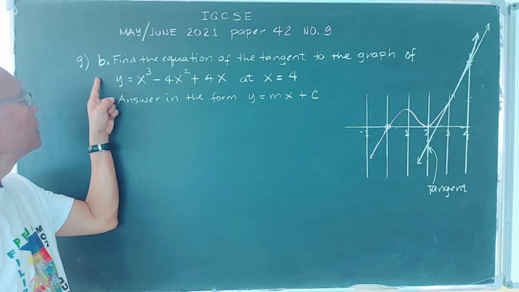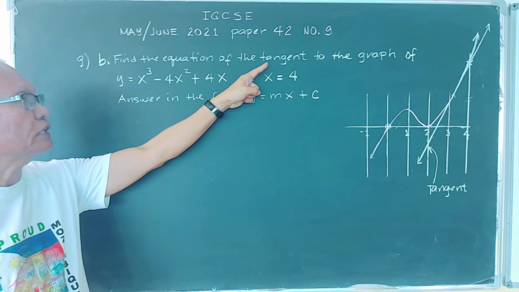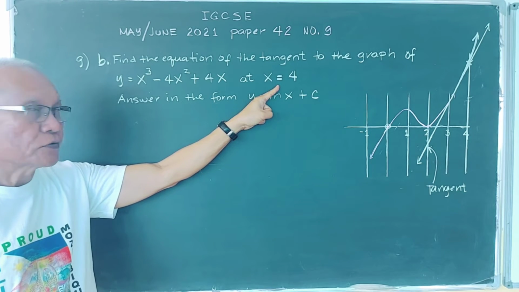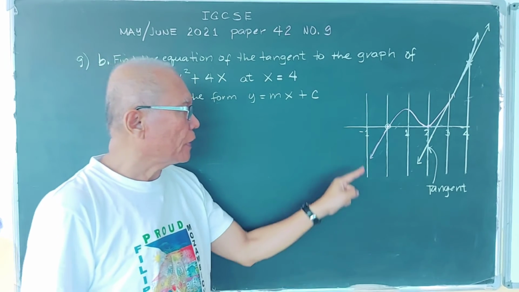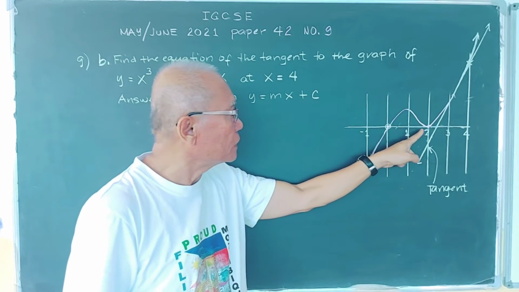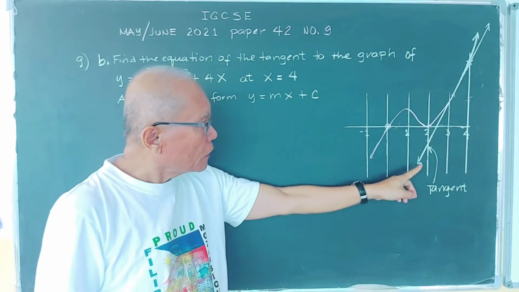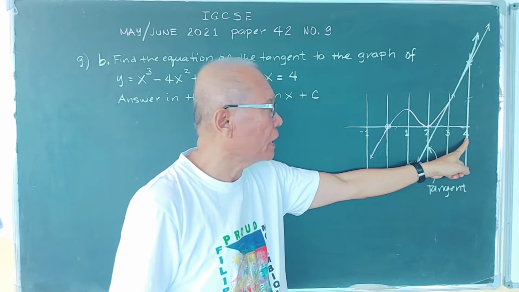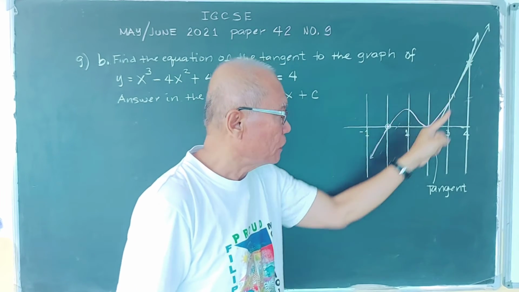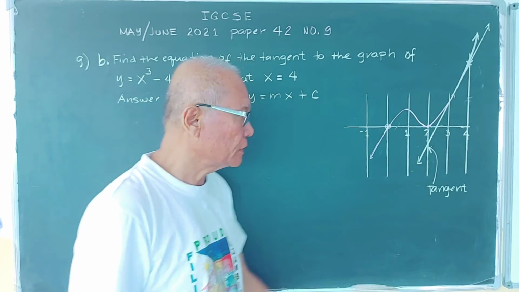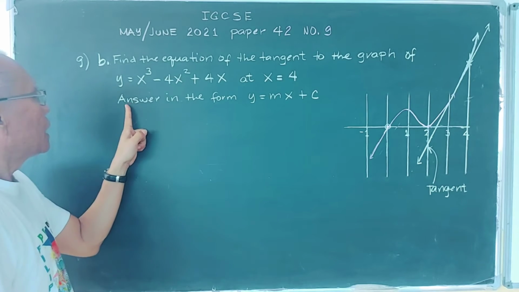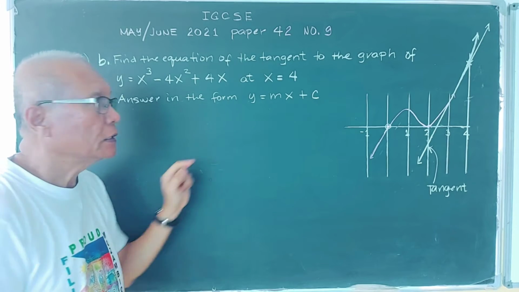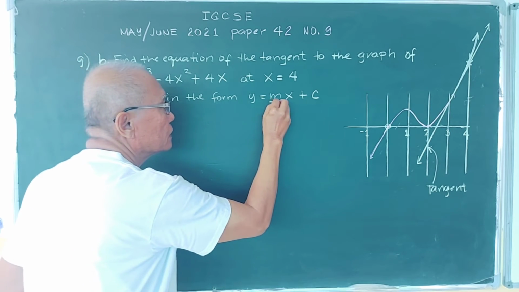Okay, letter B. Find the equation of the tangent to the graph at x is equal to 4. If we are going to illustrate that one, we have our sketch of the graph, and then we have the tangent, a line, which is tangent at x equals 4, there. So we will find the equation of this tangent. Our answer must be in the form y equals mx plus c.